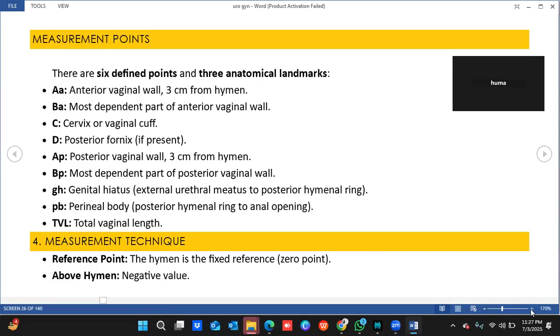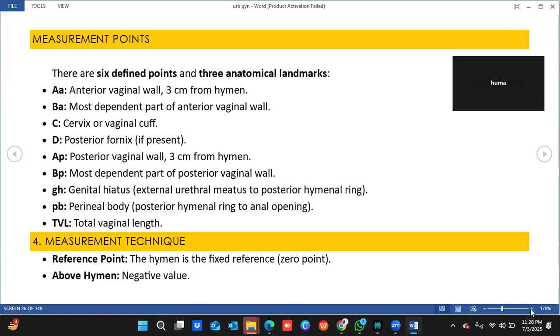Then, after taking the verbal consent, we ask the patient to empty her bladder, and we place the patient in the lithotomy position, and we measure the six defined points and three anatomical landmarks which are fixed. Six points are measured from the vagina, that is Aa, which is the lower part of the anterior vaginal wall, and this is minus 3 centimeters from the hymen.